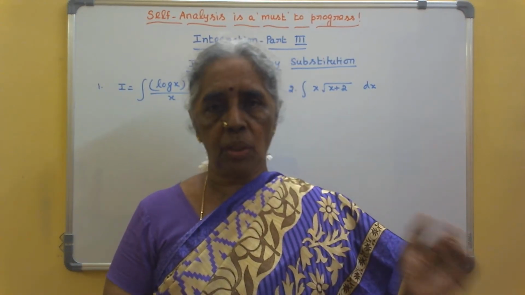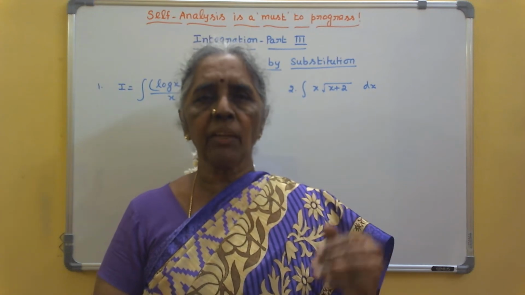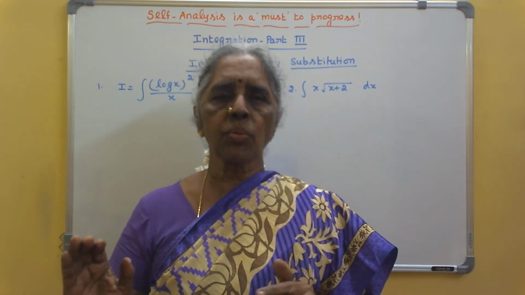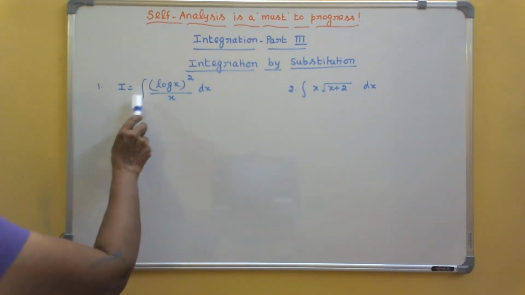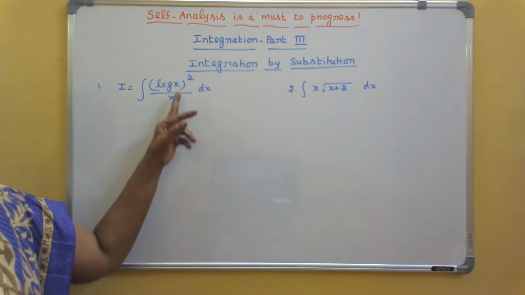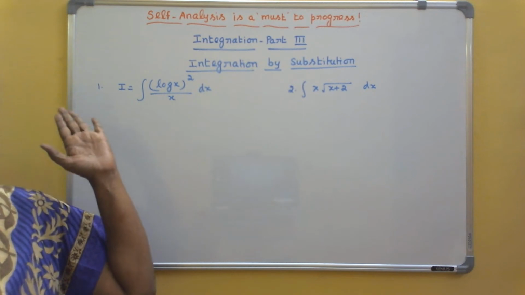So now let me start with simple examples, then I will give you an idea what you have to substitute. Okay, so now let us see the first sum. I is equal to integral (log x) the whole squared by x dx.